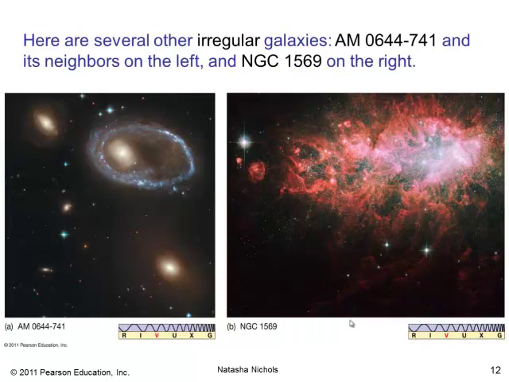Some other irregular galaxies. In frame A, we see the strangely shaped galaxy called AM0644-741, which is most likely plunging headlong into a group of several other galaxies, two of them shown here, which causes huge rearrangements of its stars, gas, and dust. In frame B, the galaxy NGC 1569 seems to show an explosive appearance, probably the result of a recent galaxy-wide burst of star formation.